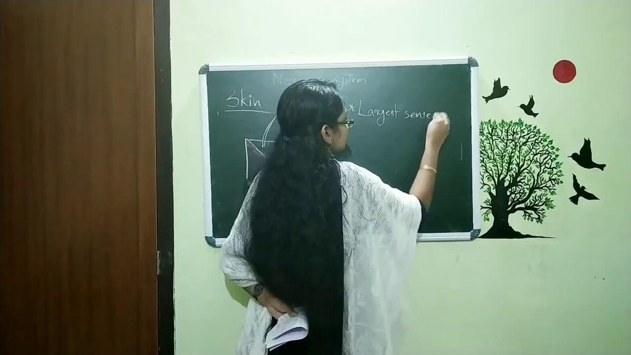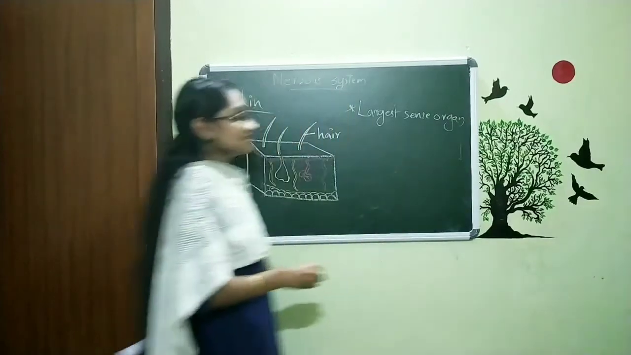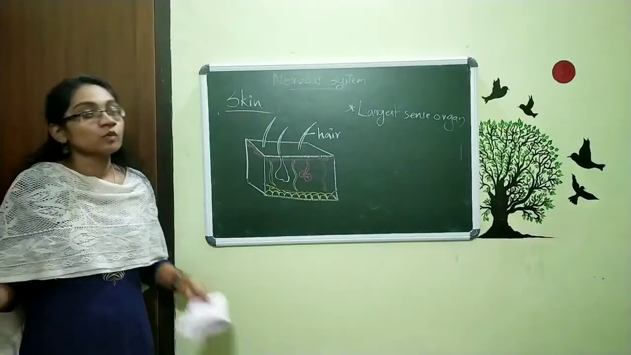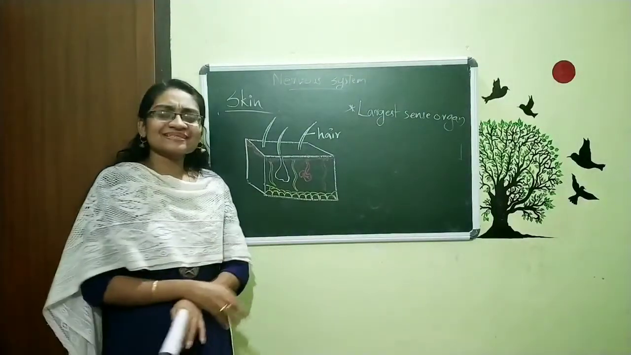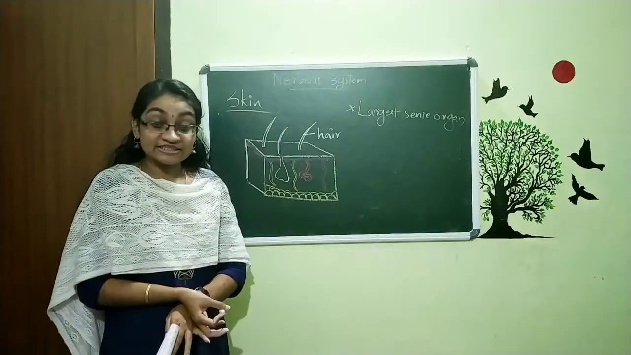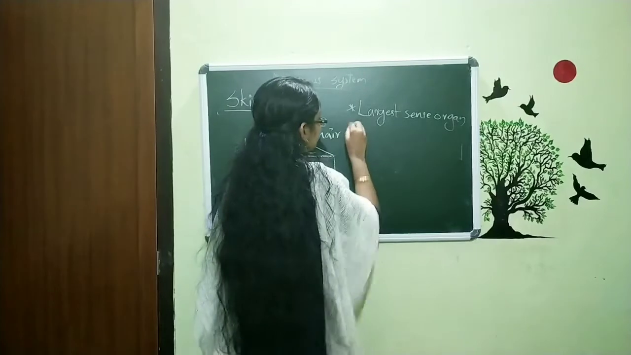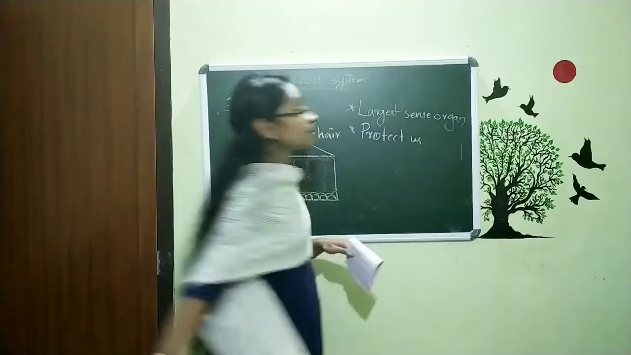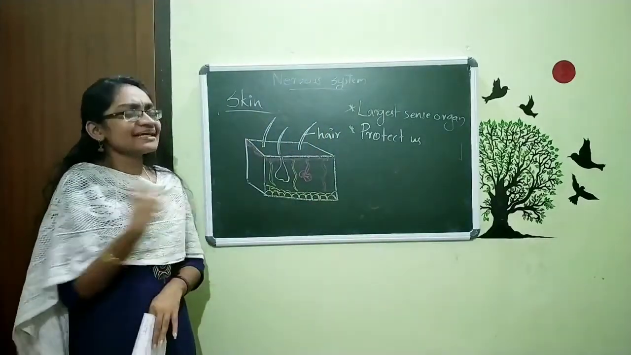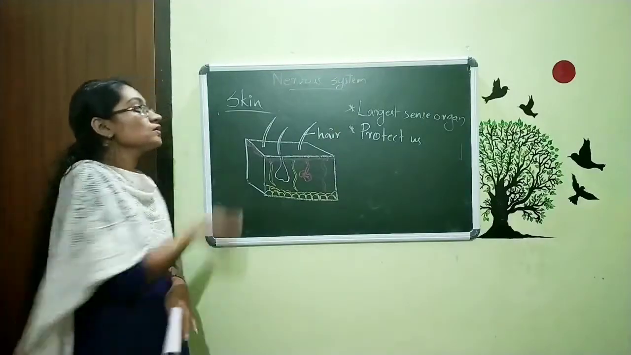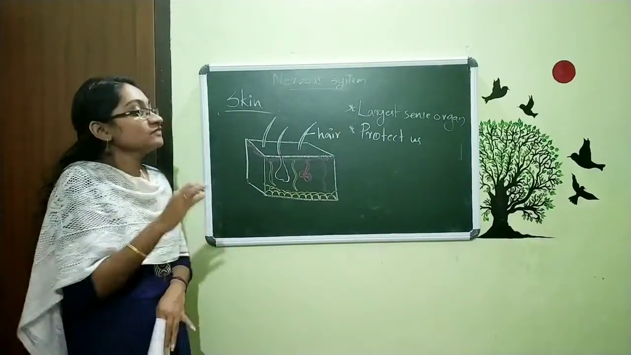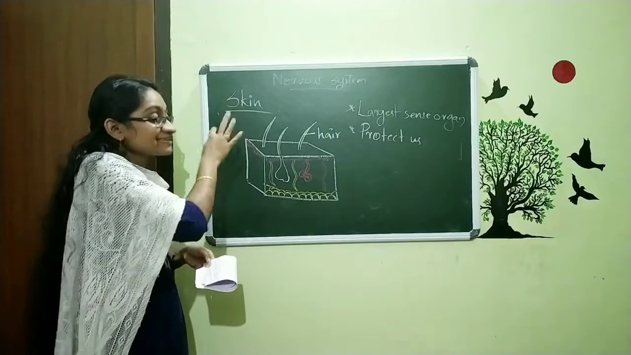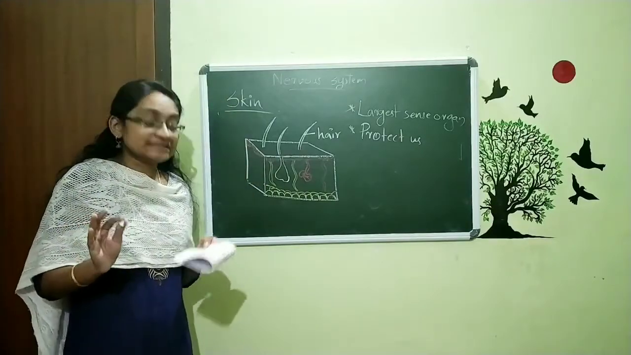You can see this all around our body. That means it is present in our whole body. And also, why is this skin present in our body? What is the reason? That is to protect us from germs, and it is like a protective shield for our body. So skin is present in our whole body, and we can say it is the largest sense organ in our body. And also it protects us from injuries and from germs.